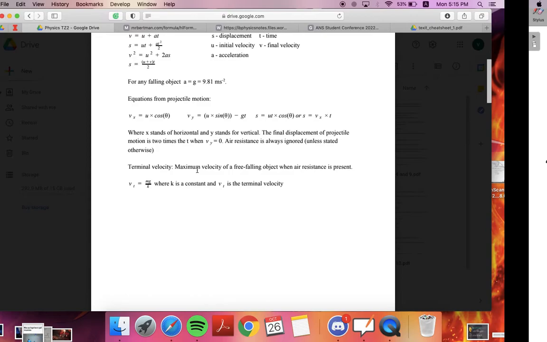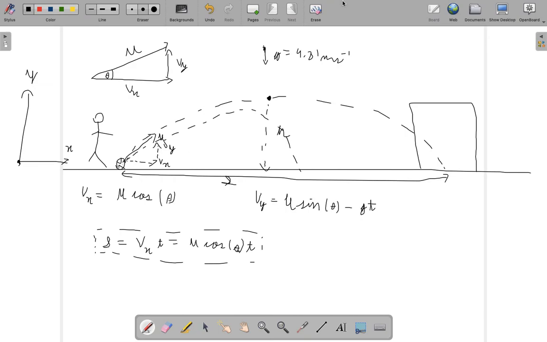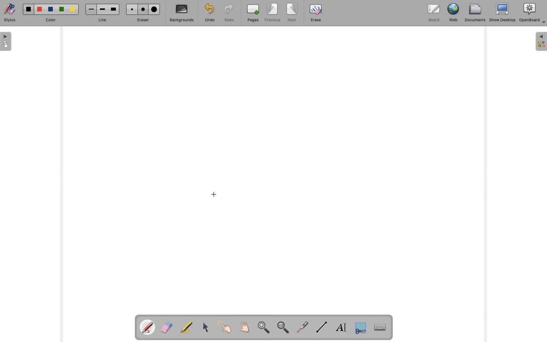All right, now terminal velocity. Terminal velocity is the maximum velocity of any freely falling object when there is air resistance present. Basically, air resistance causes an acceleration upwards when something is falling downwards. So due to air resistance, at one stage your velocity will stop changing. You reach a maximum velocity, which is called terminal velocity.